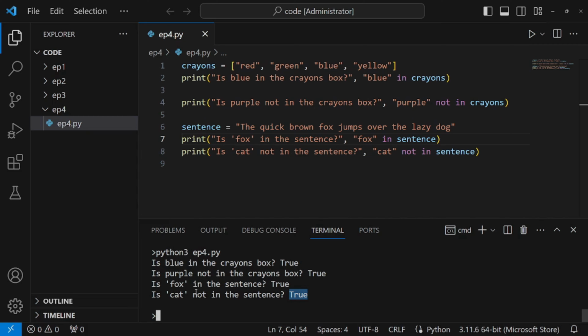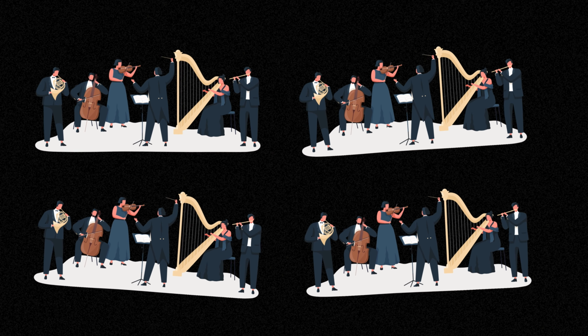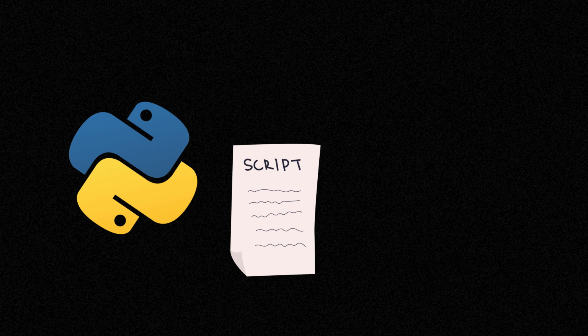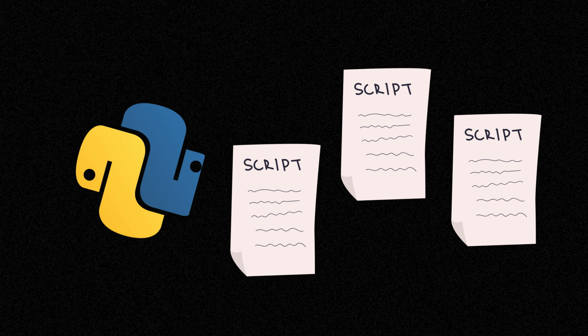print("cat" not in sentence). And there we have it, the grand orchestra of Python operators. These tools are essential in writing efficient and effective Python scripts. They're the backbone of logic in your code, helping you make decisions, calculate results, and control the flow like a maestro.